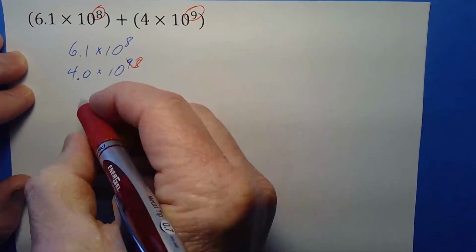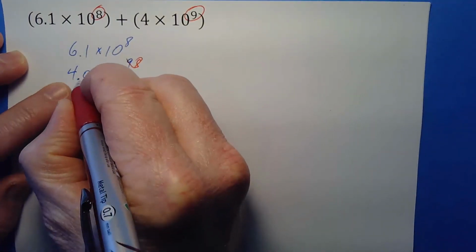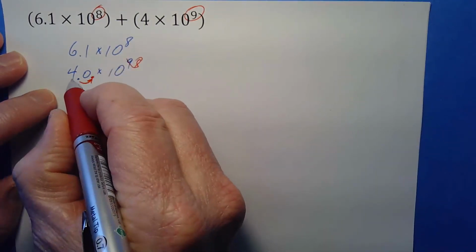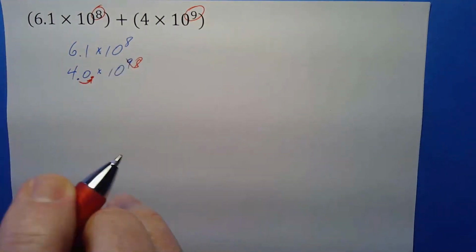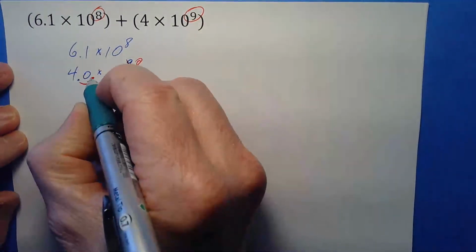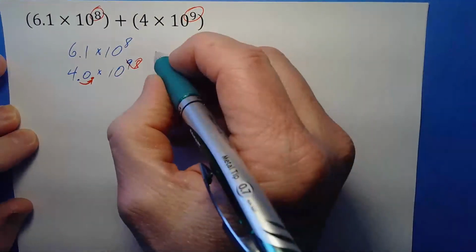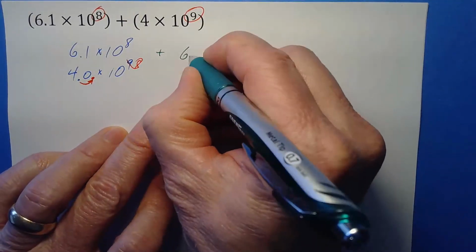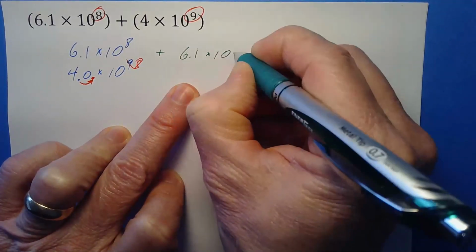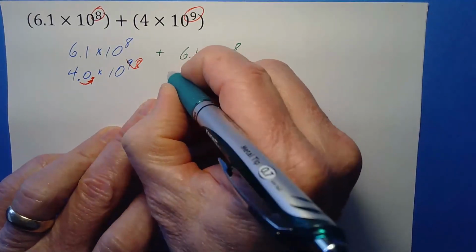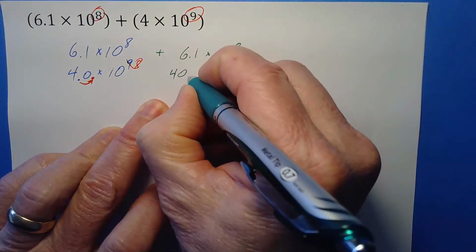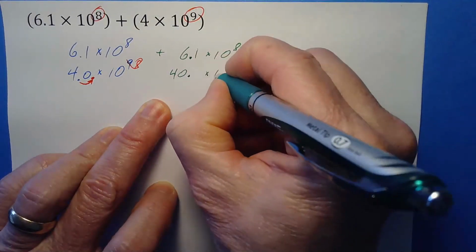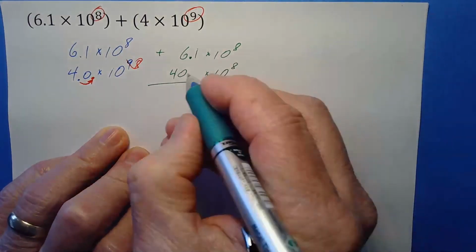Again, the power of 10 got smaller, so this needs to get bigger, which means I have to move the decimal to the right. I'm going to turn this 4.0 into a 40. Now let's rewrite this. It's getting messy. Our decimal points don't line up anymore. So we're going to rewrite this as 6.1, and we still have this one, but this is now 40, and notice the decimal points line up now. So that's good, times 10 to the 8th.